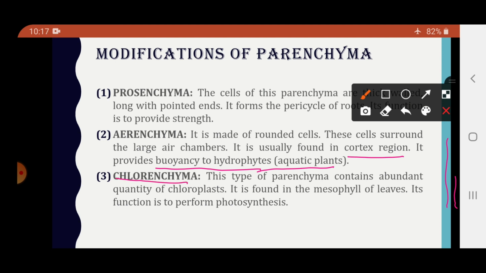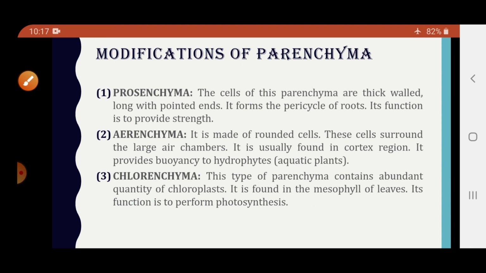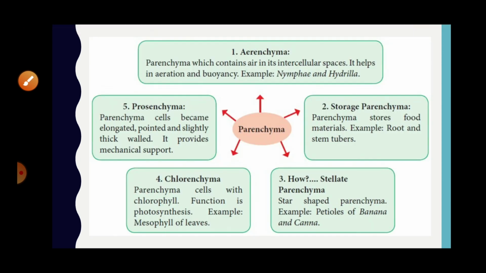And finally the chlorenchyma. Basically it is a type of parenchyma which contains a large amount of chloroplast. So the parenchyma cells which have chloroplast within them are called chlorenchyma. It is found in the mesophyll of the leaves. Mesophyll means the main part of the leaf. As it contains chloroplast, its function is to carry out the process of photosynthesis.